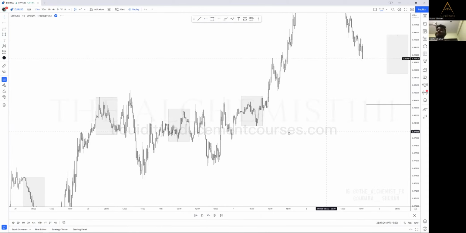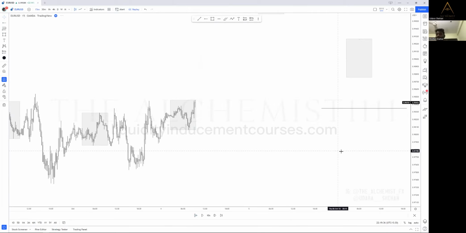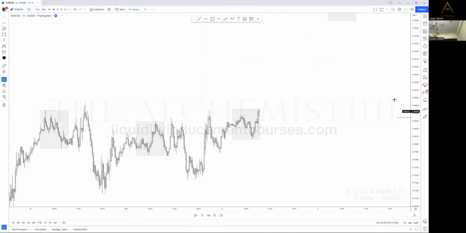Okay, so let's see. This deal, what happened? Yes, I missed it. I'll show you why I missed it. Because the timing was too early. The setup played out too early, so I did not want to take a trade.